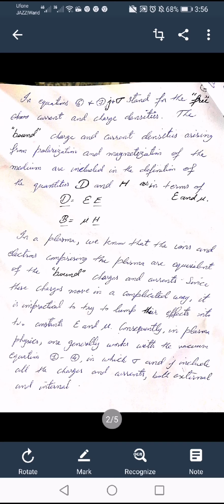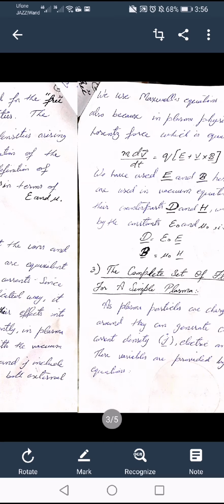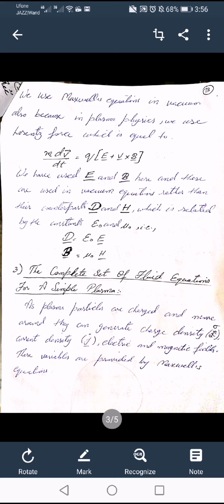We also use Maxwell's equations in vacuum because in plasma physics we use the Lorentz force, which is m dV by dt equal to q times E plus V cross B. We use E and B here, and these are used in the vacuum equations rather than their counterparts D and H, which are related by the constants epsilon naught and mu naught, that is, D is equal to epsilon naught E and B is equal to mu naught H. So basically in plasma physics we use Maxwell's equations in vacuum because in these equations we have the electric field and magnetic field, and these fields are also used in the Lorentz force, which we use in the derivations of plasma physics.